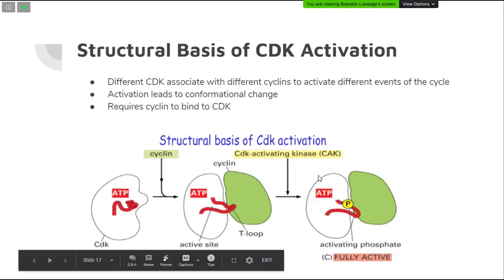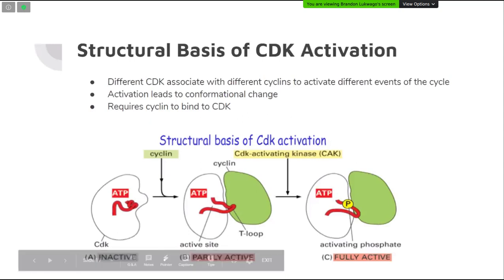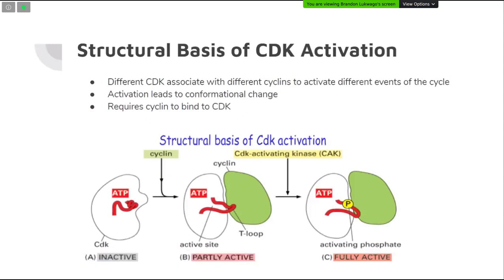Okay, so I'm going to be talking about how CDK is activated. Like Brandon said, CDK helps regulate the progression of the cell cycle. And in each cell cycle, there are different types of CDKs that associate with different types of cyclin to help progress and activate molecules.